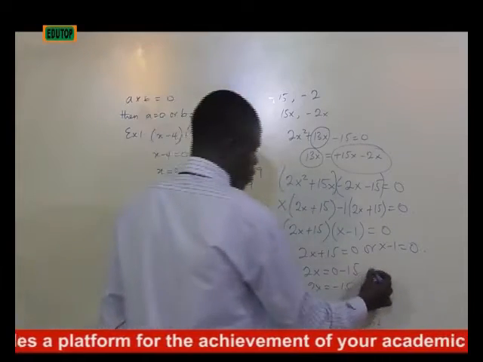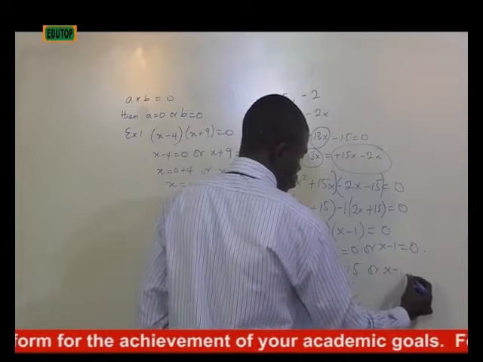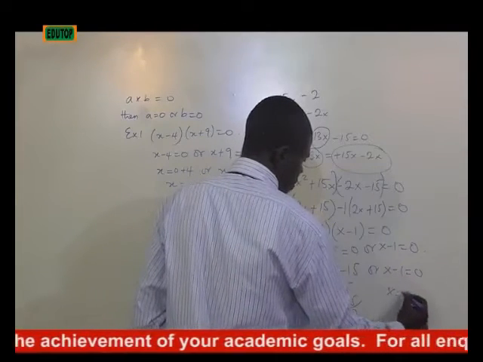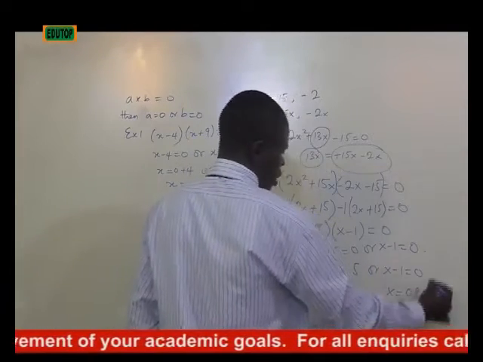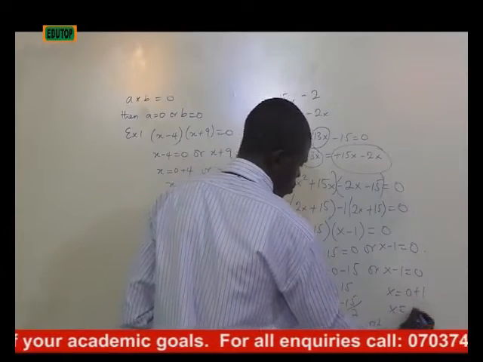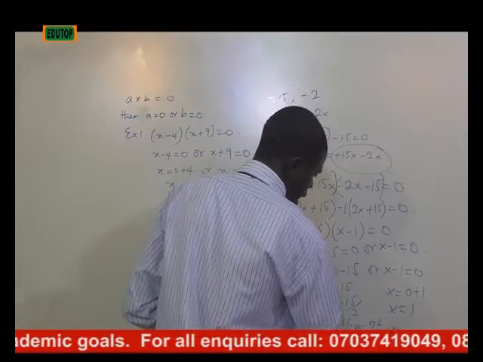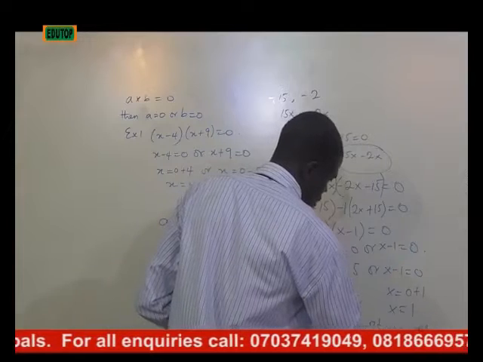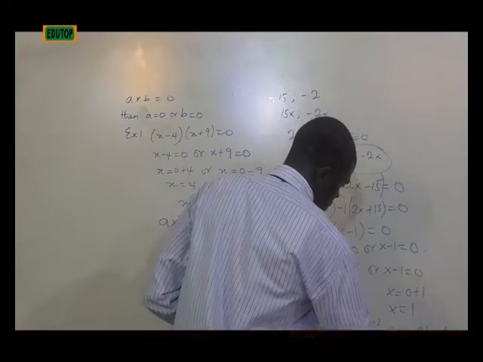Then on the other side, x minus 1 equals 0, then your x can be 0 plus 1. When this one comes to the other side, the sign changes, so your x equals 1. So that means your x is equal to minus 15 over 2, or 1.